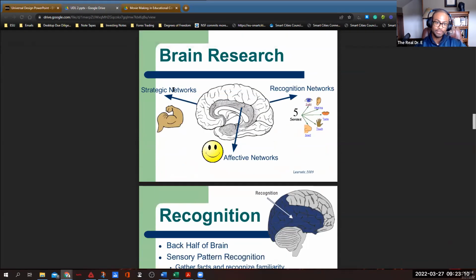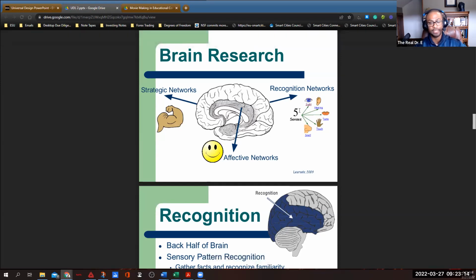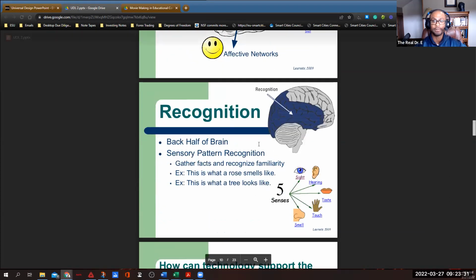Brain research. There's a strategic network, an affective network, and a recognition network. The recognition networks align with the five senses: sight, smell, touch, taste, and hearing. Strategic networks is how we logistically strategize and organize our procedures. And affective has to do with the emotion. Okay, so here we go.